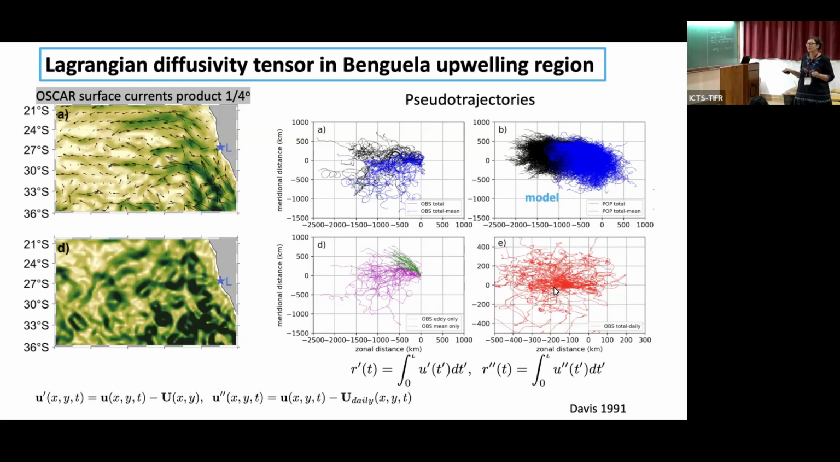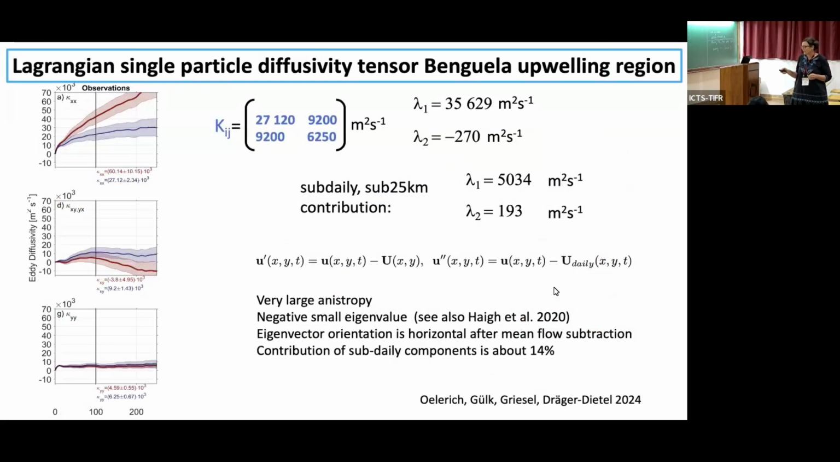So this would give you the sub-daily, sub-25 kilometer motions. Now we can use these pseudo trajectories and the associated velocities to estimate diffusivities again. We can actually now estimate the full diffusivity tensor, which is not usually done. People usually focus on one component, but we're now diagnosing the full tensor. Here I'm showing the XX component, here the XY component, here the YY component.